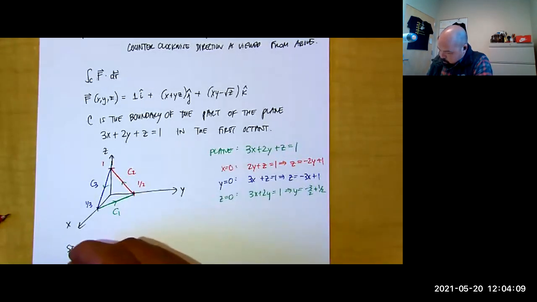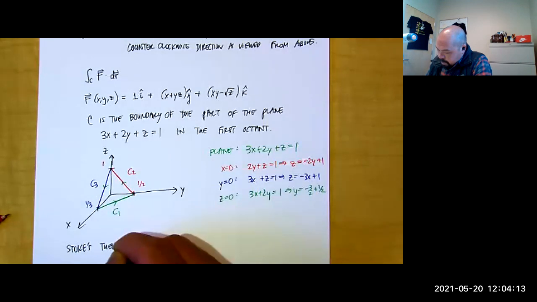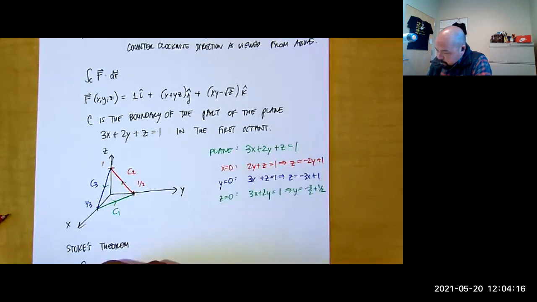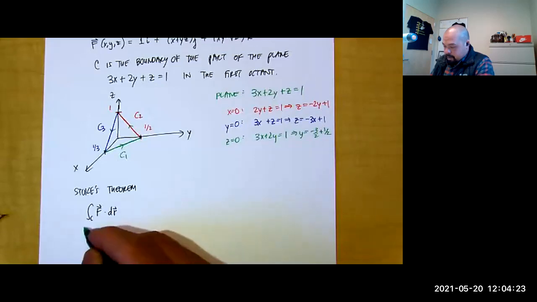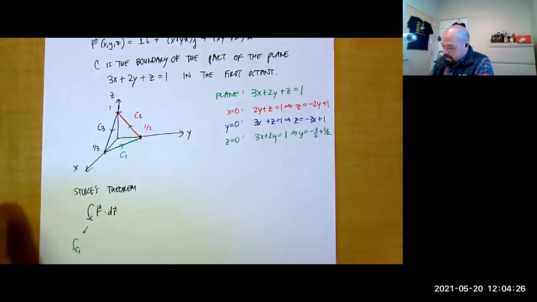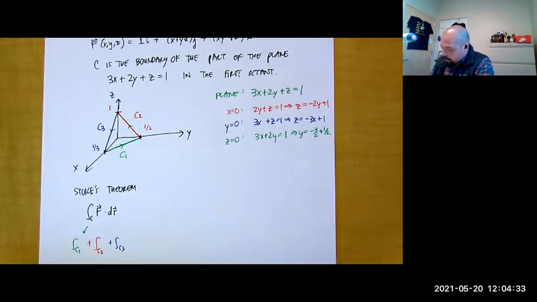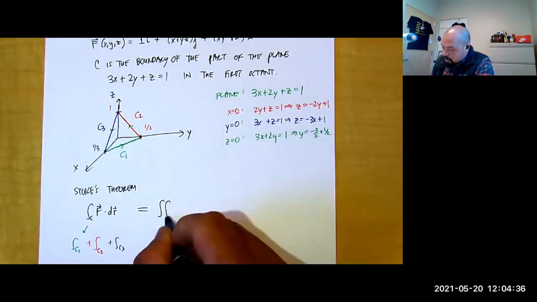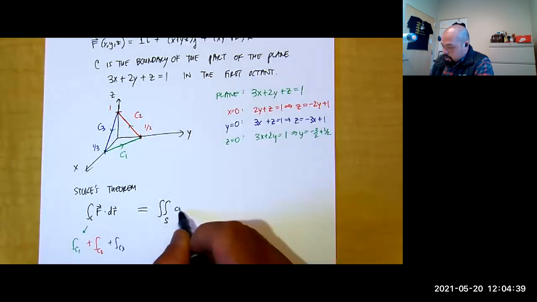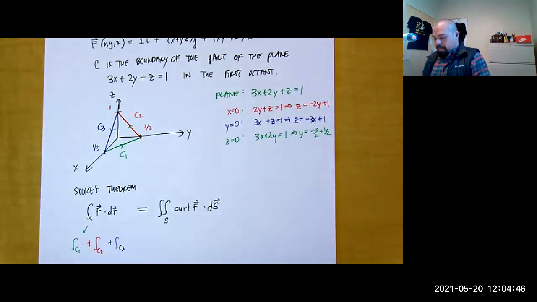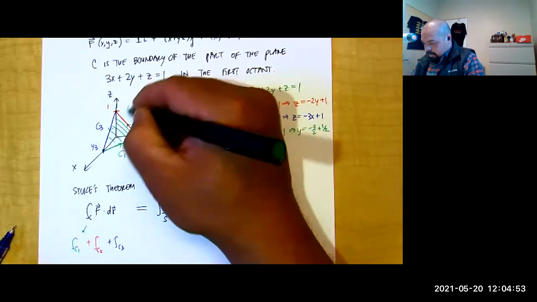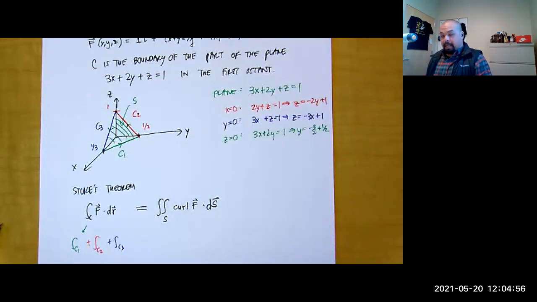Okay? So what Stokes' theorem says, instead of having to separate into those 3 different intervals, instead, we can convert this to a surface integral, taking the curl of F dotted with dS now, where the surface that we're dealing with is that plane, okay?